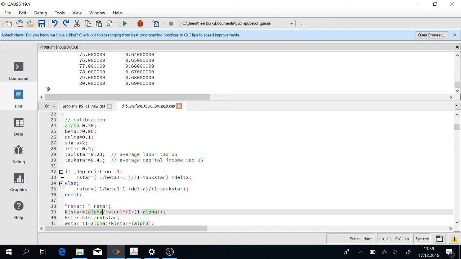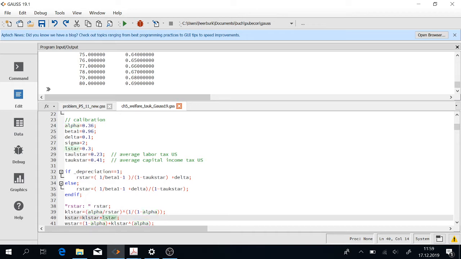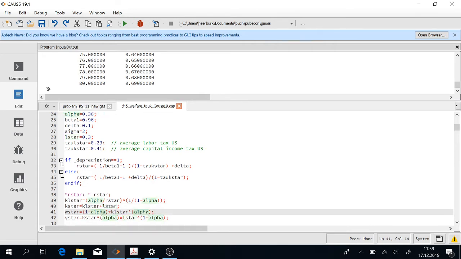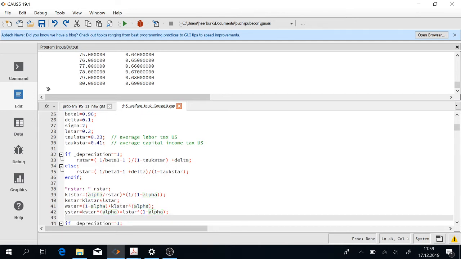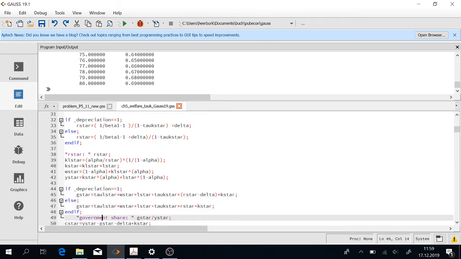With the help of the steady state condition that the marginal product of capital is equal to the interest rate, we can compute KL, the capital labor ratio, which we store as variable KL star. And with our calibration that labor is equal to 0.3 in steady state, we can compute K star, the steady state capital stock. With K and L, of course, we can compute the wage rate W and production Y. We add the name star to W and Y to denote steady state values.